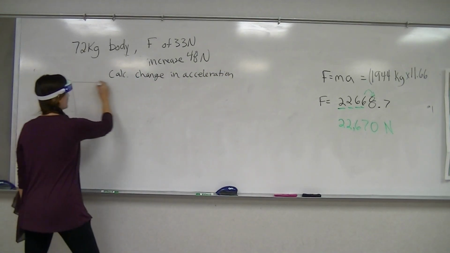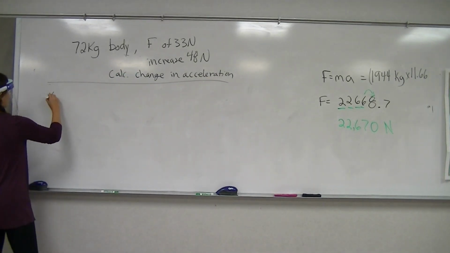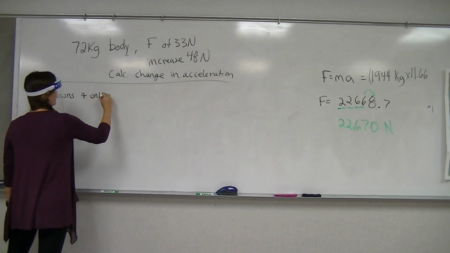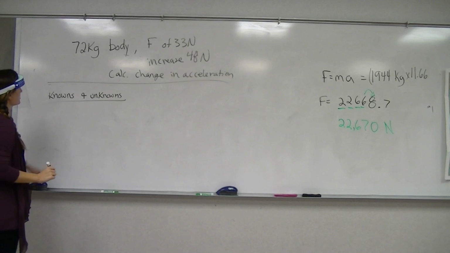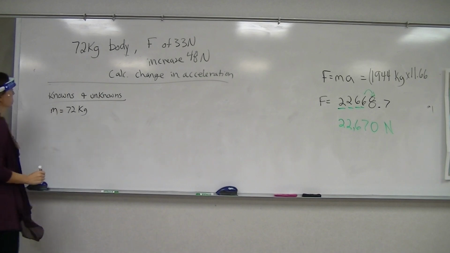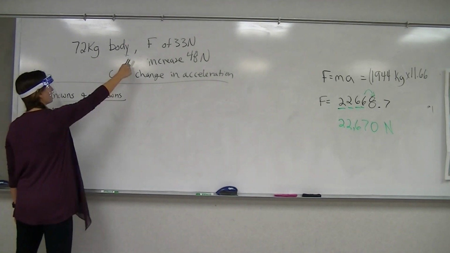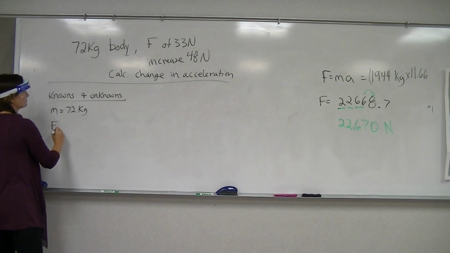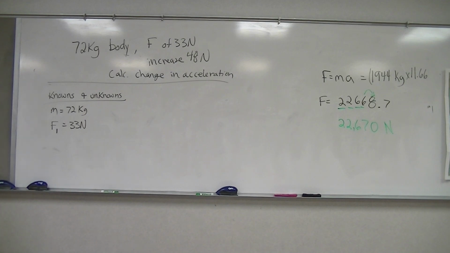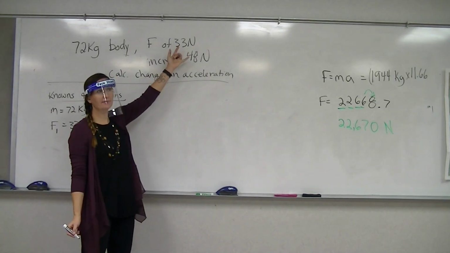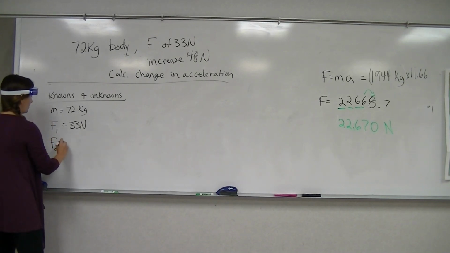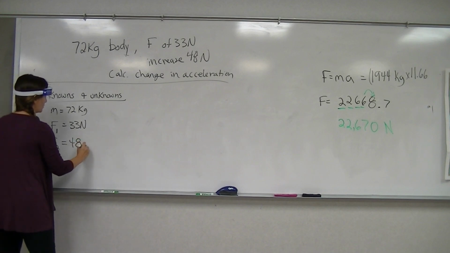So let's write our knowns and unknowns. Let's organize this information. The body, 72 kilograms, that's our mass. The force is 33 newtons. Now I'm going to call this F1. The reason I'm calling it F1 is because I have 2 forces, and so I want to keep track of them. So my initial force, I'm going to have F1. Then we increase the force, so my F2 will be 48 newtons.